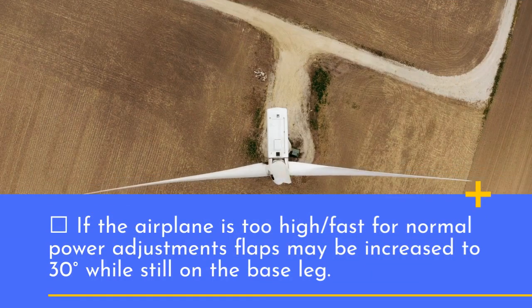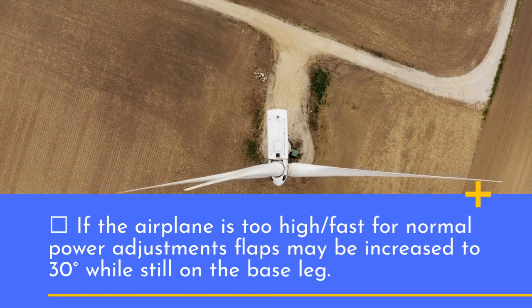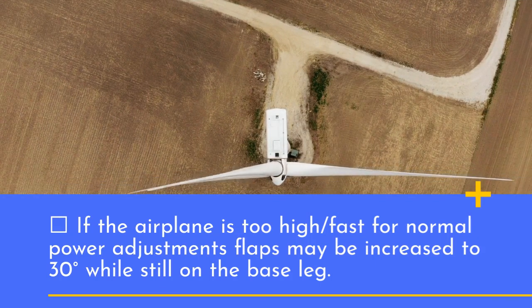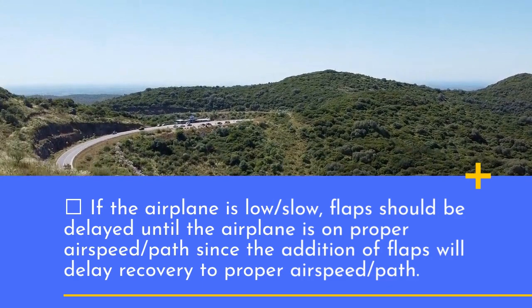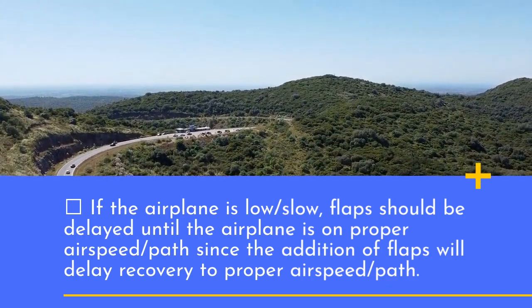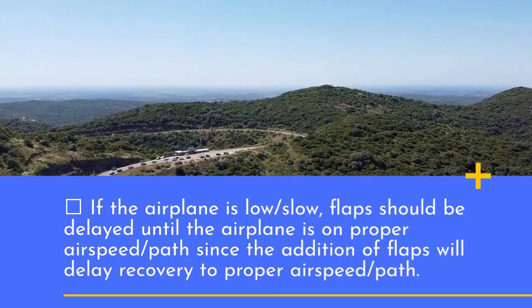If the airplane is too high or fast for normal power adjustments, flaps may be increased to 30 degrees while still on the base leg. If the airplane is low or slow, flaps should be delayed until the airplane is on proper airspeed and path, since the addition of flaps will delay recovery to proper airspeed and path.